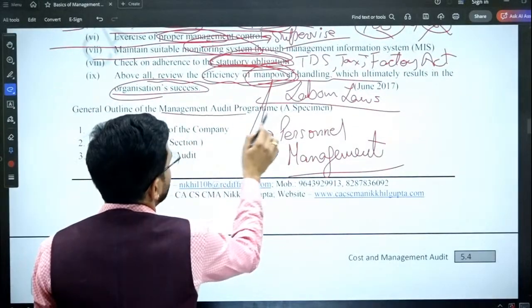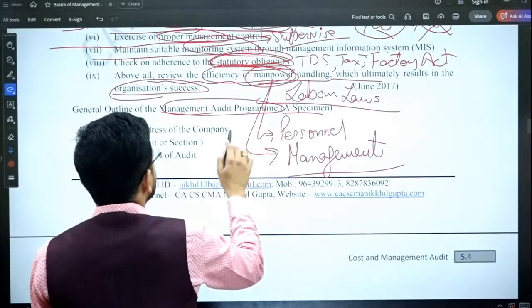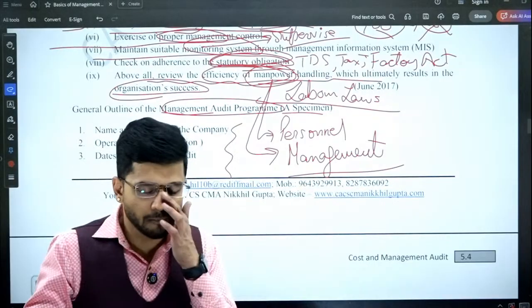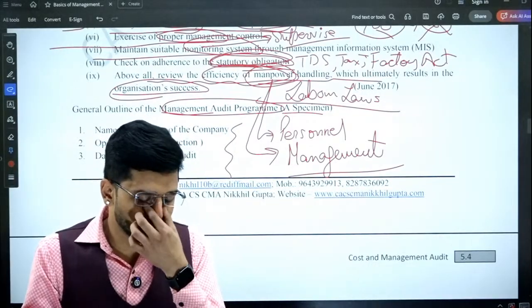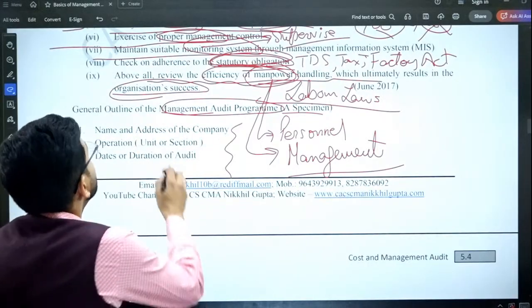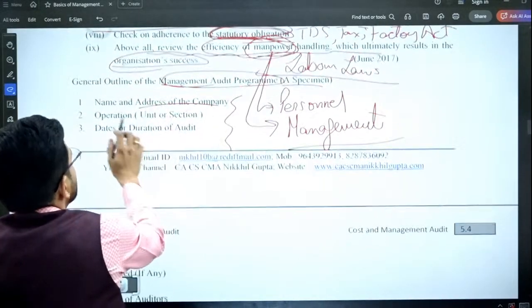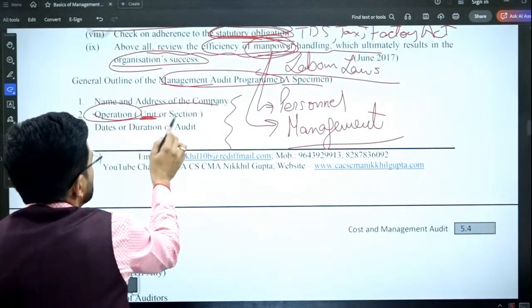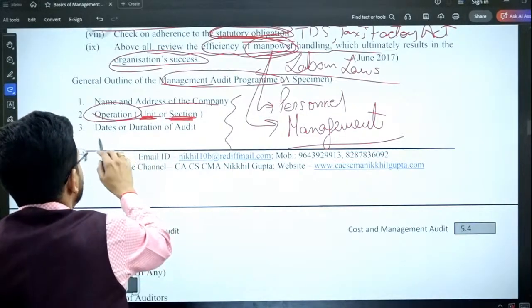Then, general outline of management audit program. So some basic things that a management audit program should have, some basic knowledge about the company that a management audit program should have, are enlisted below. Name and address of the company, obviously. Operations, what kind of operations does it do? How many units does it have? How many sections are there?